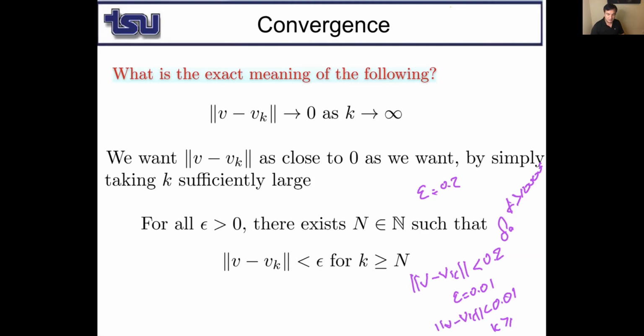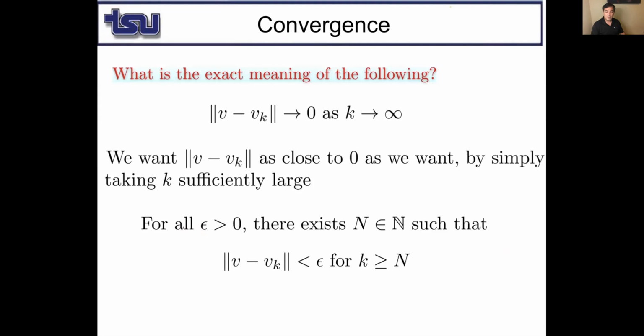I hope this is clear. This is basically what it means. Pick any epsilon, and as long as you pick indices larger than capital N, the difference between v_k and v will be less than that epsilon. So the smaller the epsilon, the larger capital N, of course.